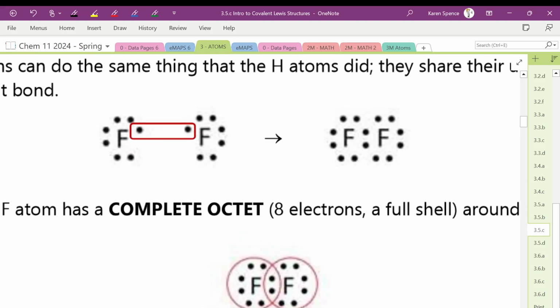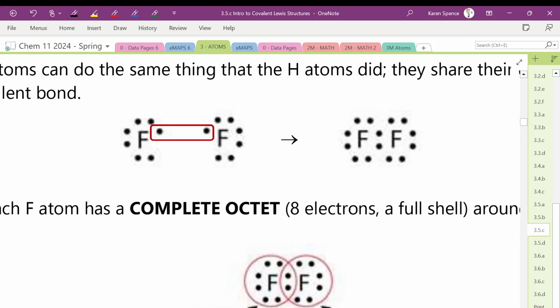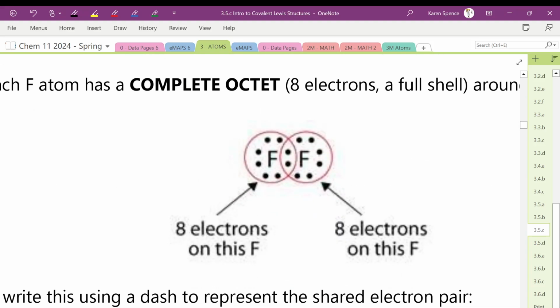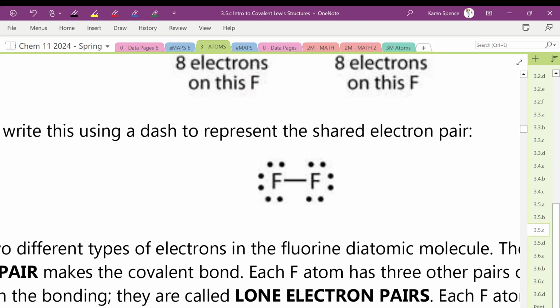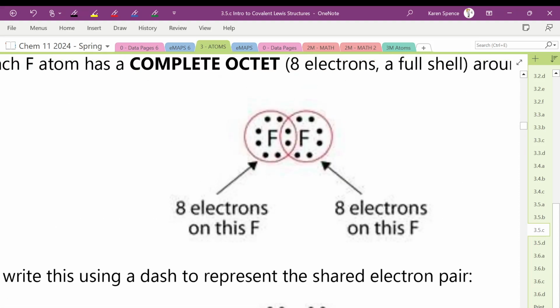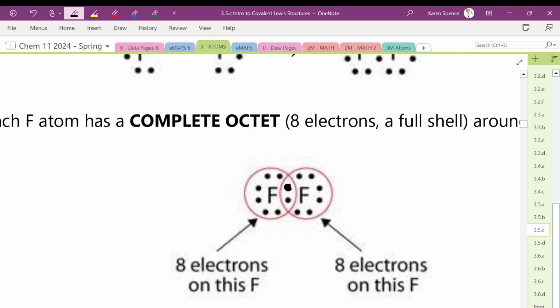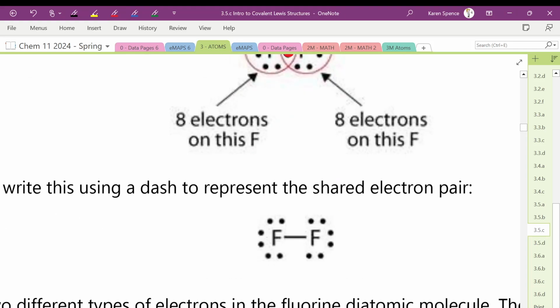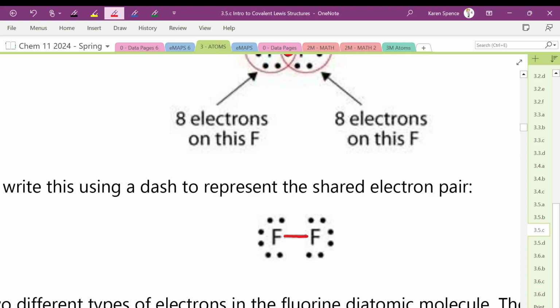Okay, so we can see this is just what we drew on the other page. 8 electrons on this hydrogen, 8 electrons on that hydrogen. And if we want to, instead of drawing our bonding pair as 2 dots, what could we draw instead? We could draw a line.